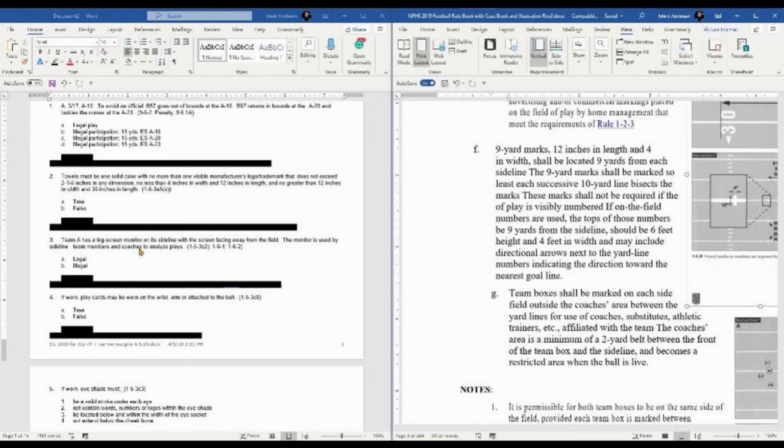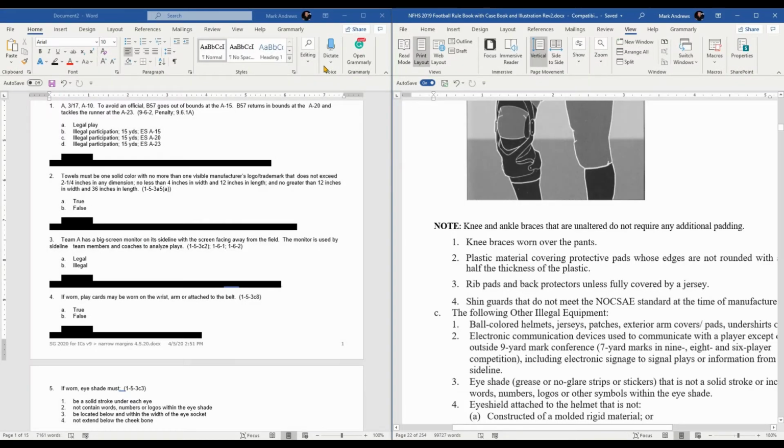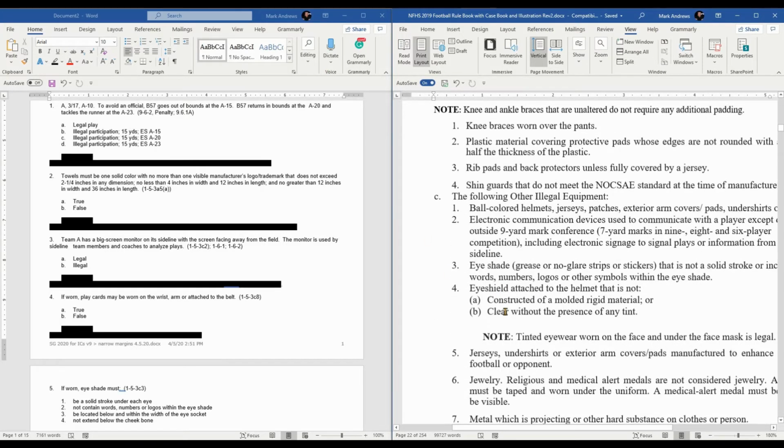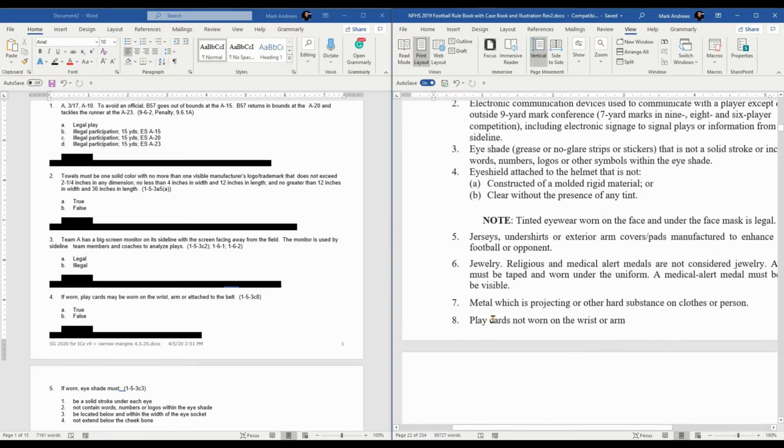All right, move on. Okay, question number 4. If worn, play cards must be worn on the wrist, arm, or attached to the belt. And the rule reference is back to 153C. That's that other illegal equipment. Number 8, play cards not worn on the wrist or arm. So the only place a play card can be worn is the wrist or arm.